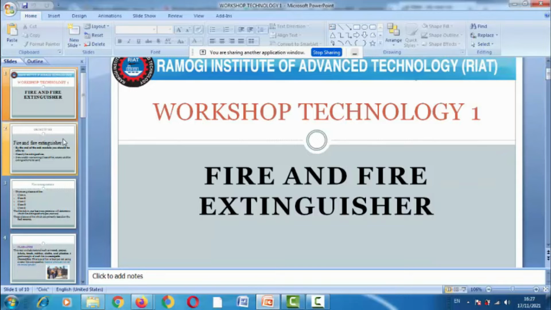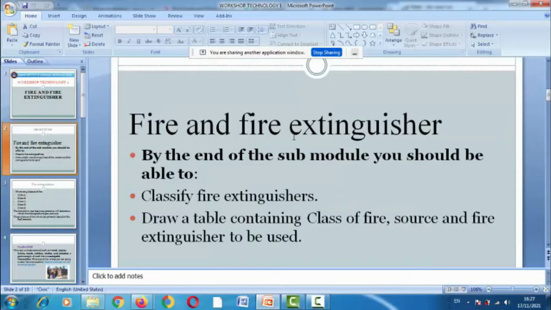So in this class we are going to learn about different fires and fire extinguishers. The purpose of the lesson is to learn to classify fire extinguishers. By the end of the lesson, you shall be able to draw a table containing classes of fire, the source of that fire, and the fire extinguishers to be used to put off that fire.